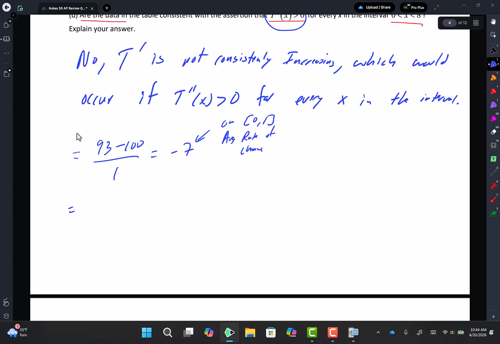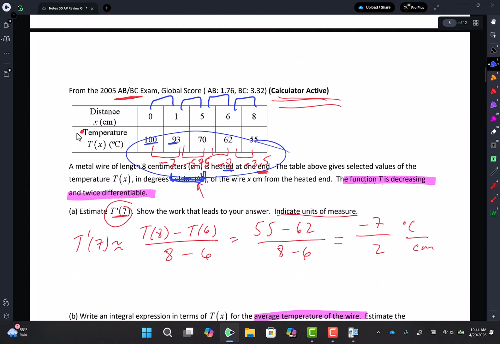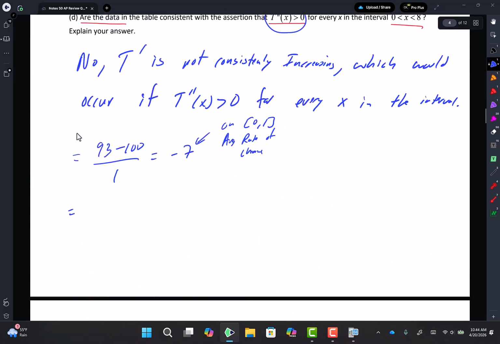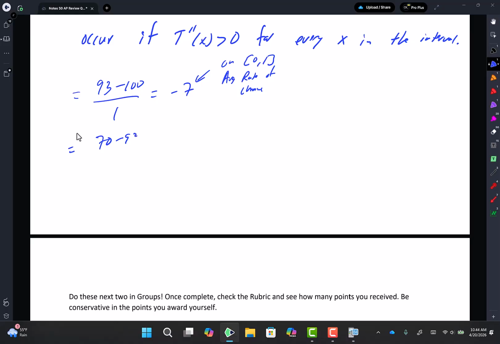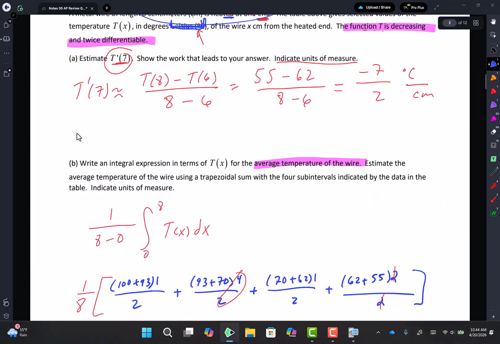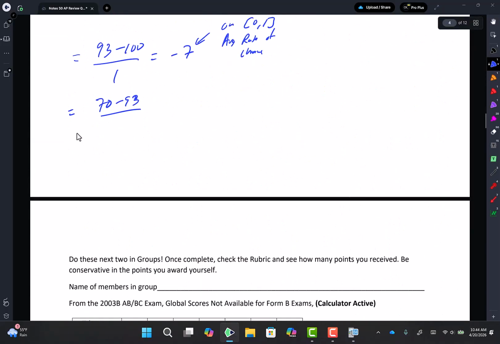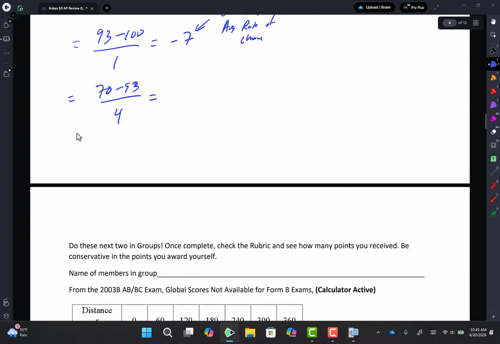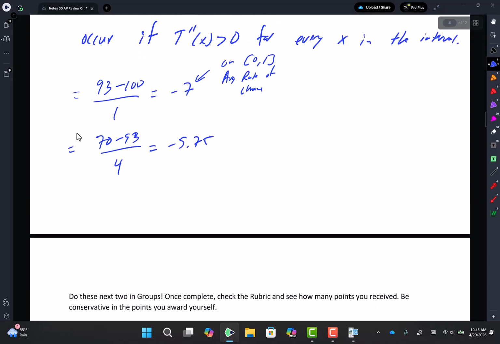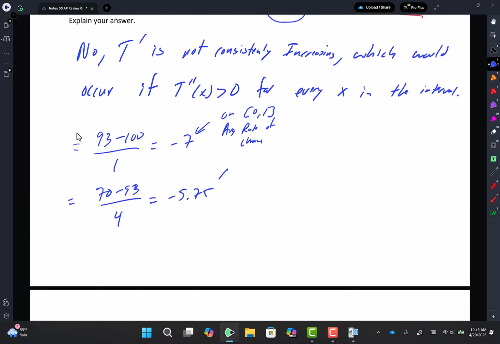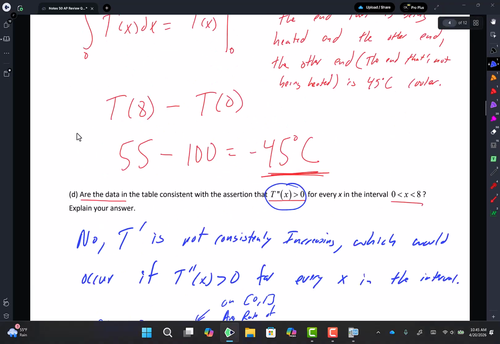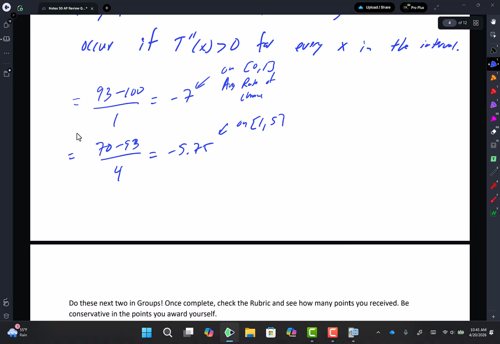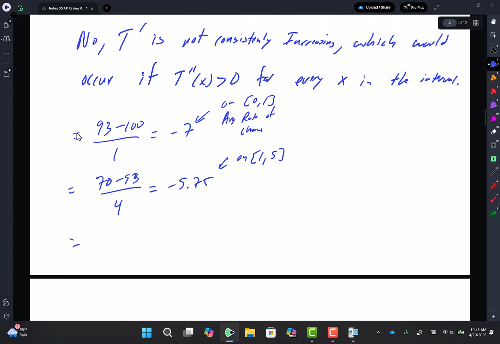Okay, let's do the other one. What was the other one? And this is a lot of work just for this one point. 70 minus 93 divided by 4. What did that equal? Negative 5.75. Okay, and this is on 1 to 5.